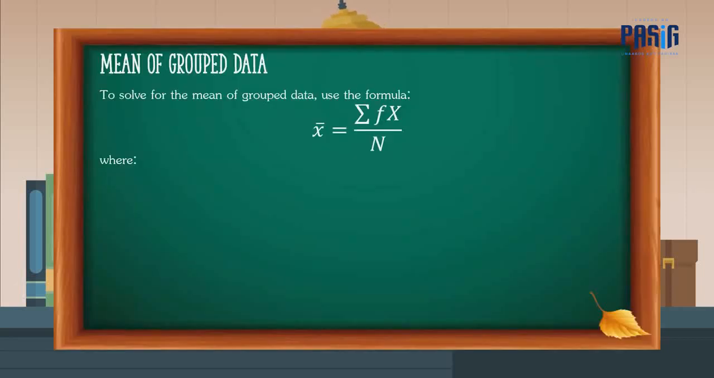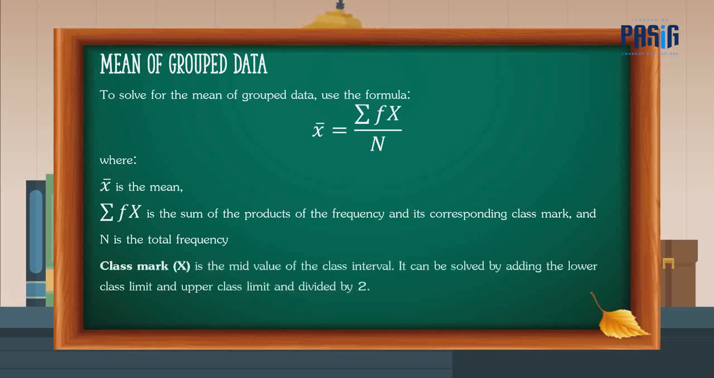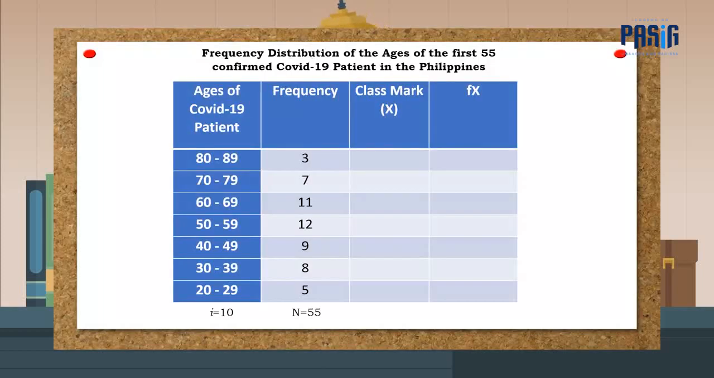To find the mean of the grouped data, we're going to use this formula. Mean is equal to the summation of f of x over n, where x bar is the mean, summation of f of x is the sum of the products of the frequency and its corresponding class mark, and n is the total frequency. Class mark x is the midvalue of the class interval. It can be solved by adding the lower class limit and upper class limit and dividing by 2.